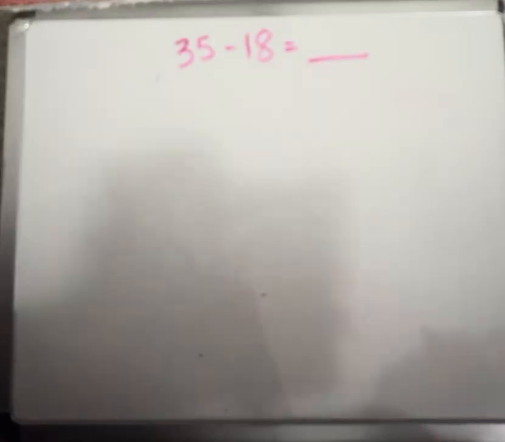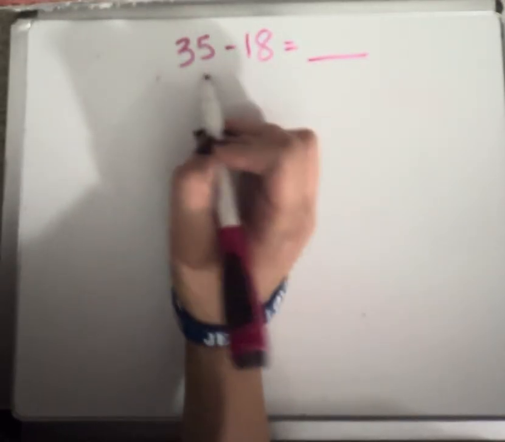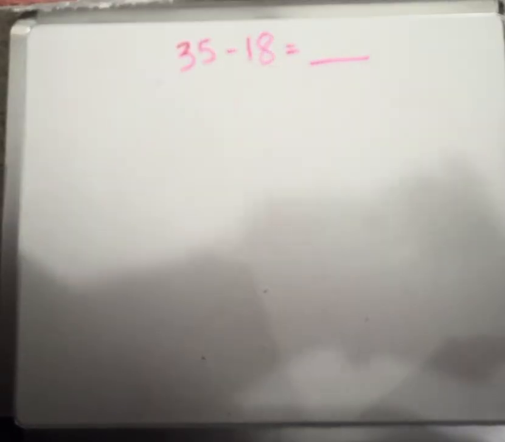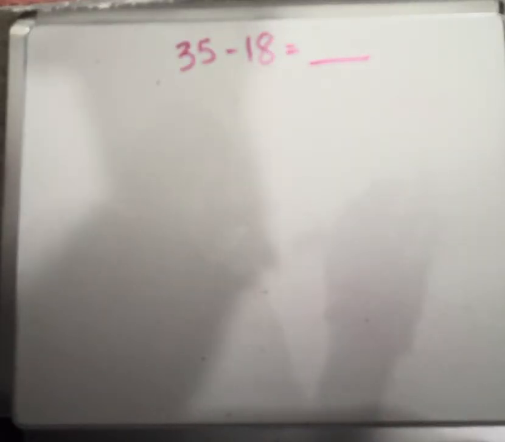which is concrete, representational, and abstract. To start off, we're going to look at the equation 35 minus 18 and we are trying to find the difference between the two. So we're going to start with the concrete method using our base 10 blocks.